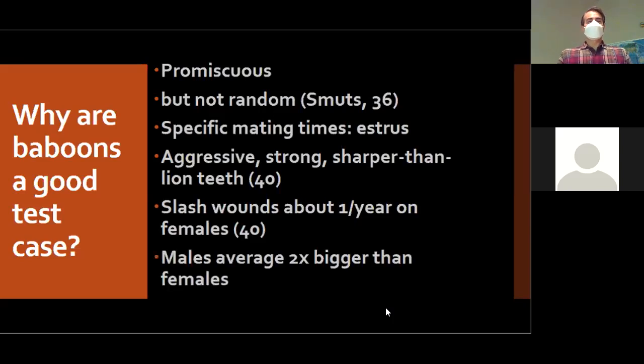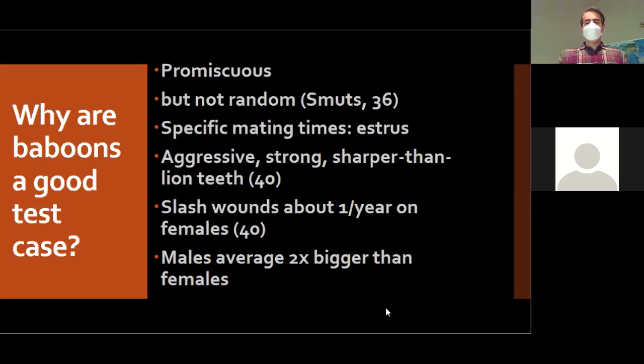The other thing that's different about the baboons is the males are about 2 times as large on average in body size than females. So there's strong what we call sexual dimorphism in terms of body size for the baboons. Pretty extreme even among the primates.